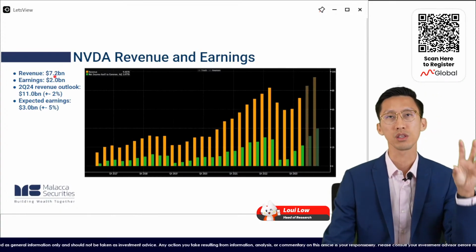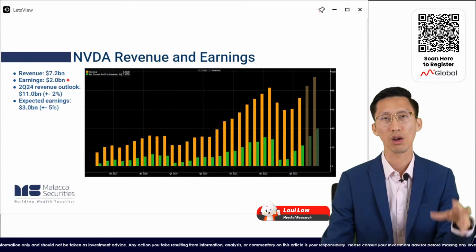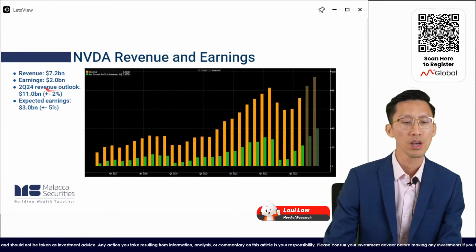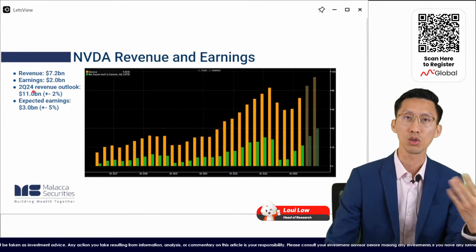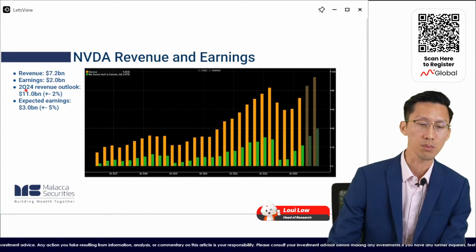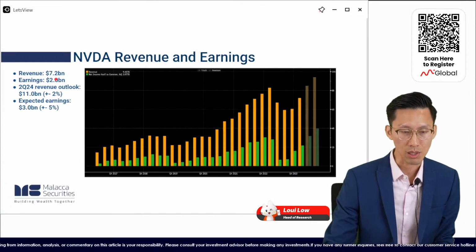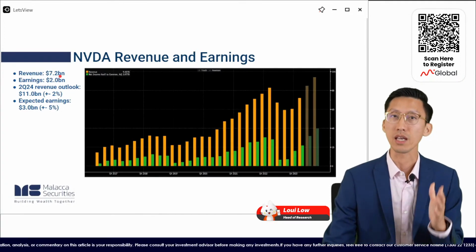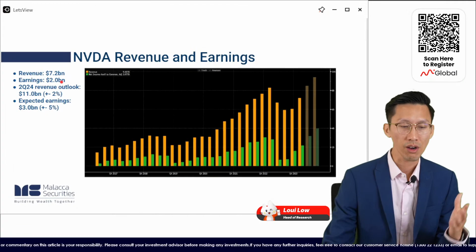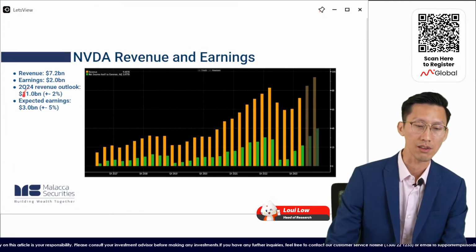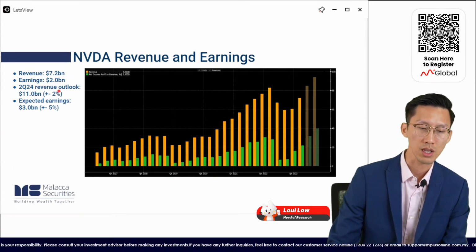So based on the results review and financial notes inside, they also commented on their future outlook. They provided an outlook of 11 billion in the second quarter, which means that right now the first quarter is 7 billion. This is actual, and they have provided the outlook of 11 billion, plus minus 2%.